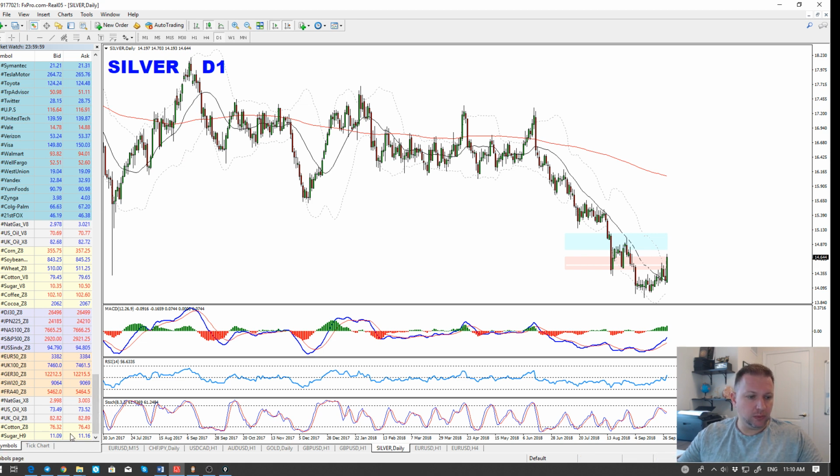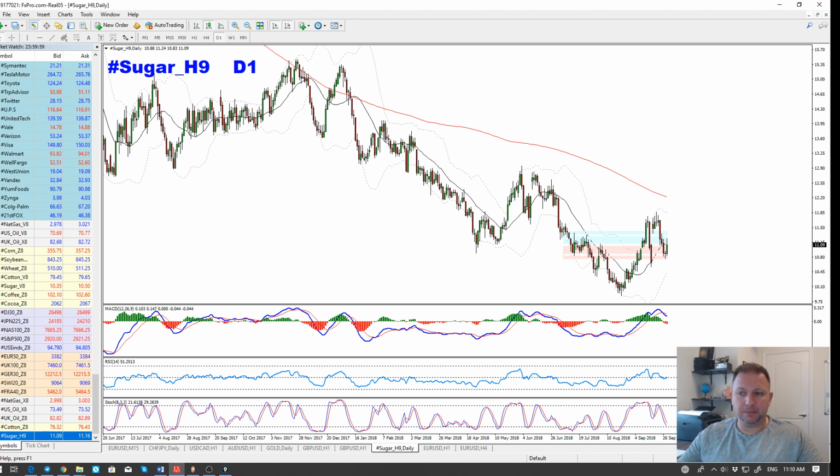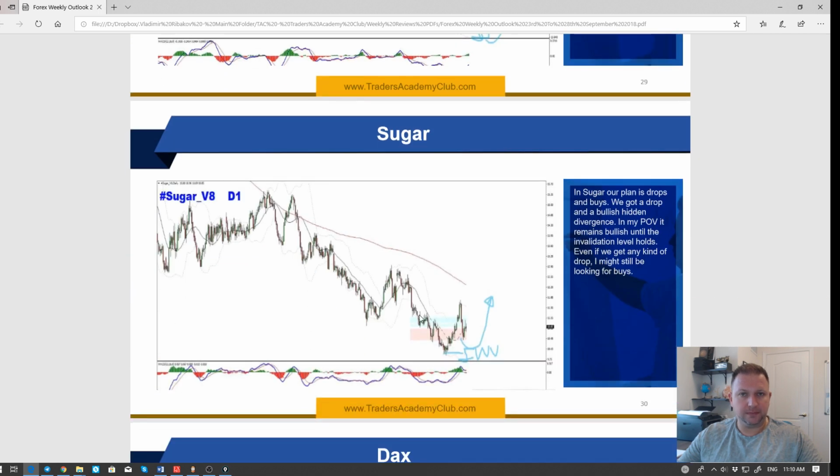And the sugar, we wanted to go for buy dips. The plan remains the same. This is our invalidation. We would expect the sugar to continue higher. That was the sugar plan. Okay, it still remains the same.